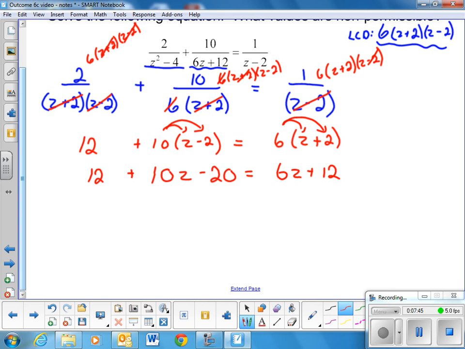To solve, I want to collect like terms. There's no squared, so I know it's not going to be quadratic, so I'm going to collect the numbers on one side, variables on the other. So simplifying here first, 12 take away 20 is going to be negative 8 plus 10z equals 6z plus 12.